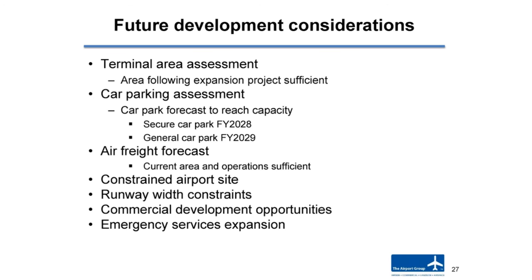So I don't know if you would have noticed in the aerial image, or you'll see in the master plan drawing, that there's development around most sides of the airport. And as a result of that, the runway is constrained to a width of 30 metres. So we also identified there's some commercial development opportunities, or at least sites for commercial development, and also for emergency services expansion.